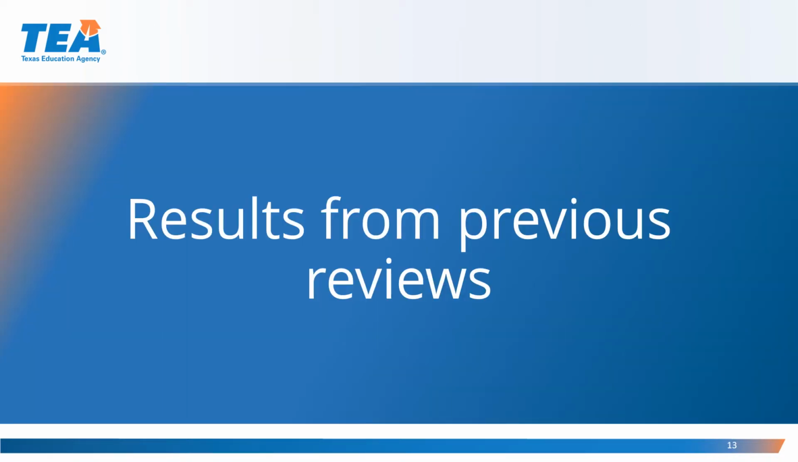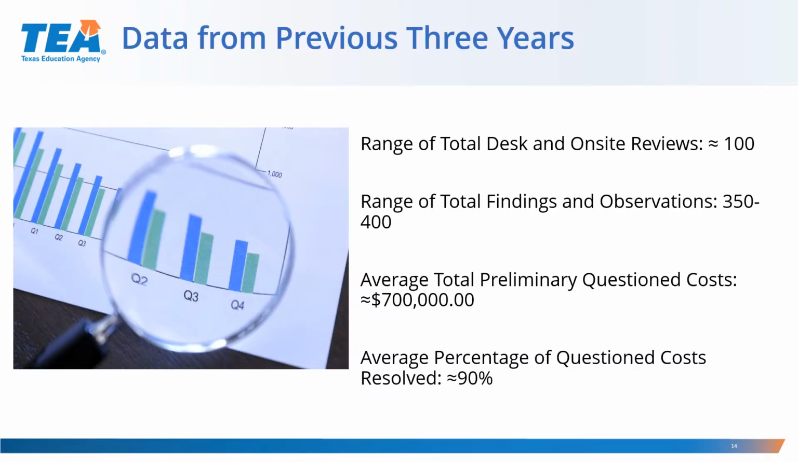Thank you, David. Now to talk about results from previous reviews. Our team of auditors conducts approximately 100 desk and on-site reviews each year. That translates into about 350 to almost 400 total findings and observations, resulting in an average of $700,000 in preliminary question cost. But luckily, with collaboration and work with LEAs, we're able to resolve about 90% of those question costs.